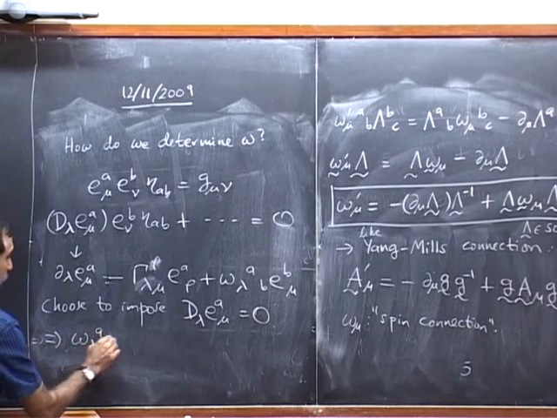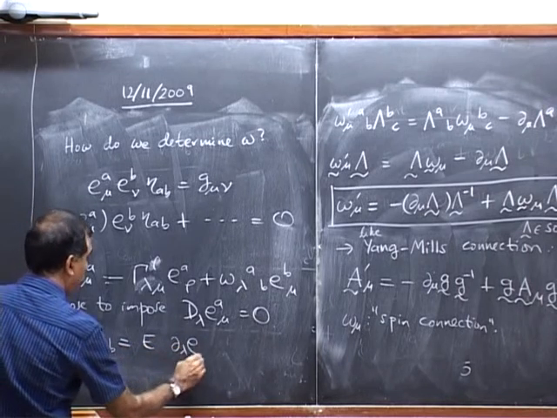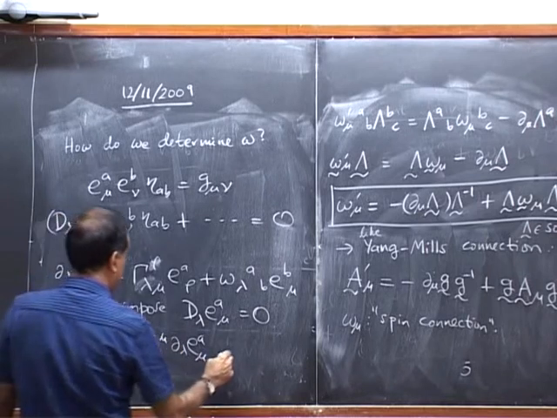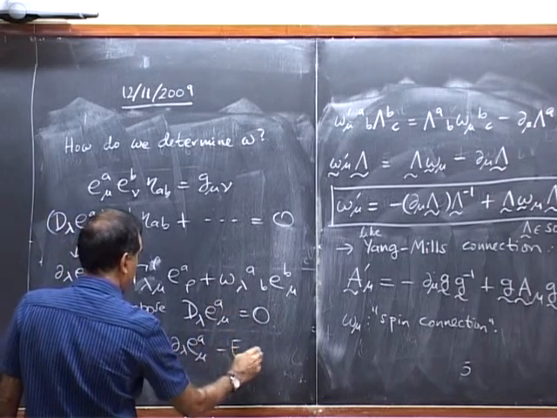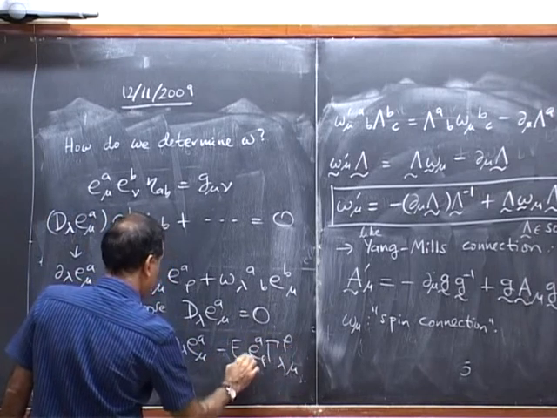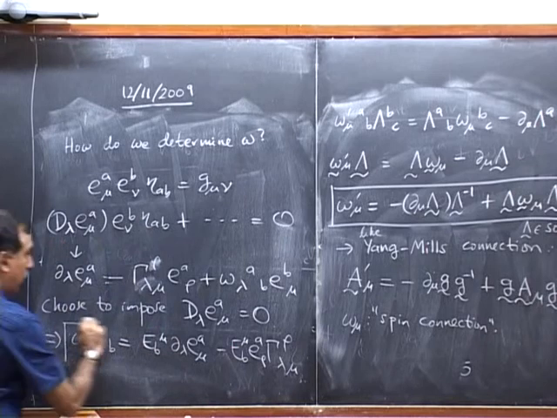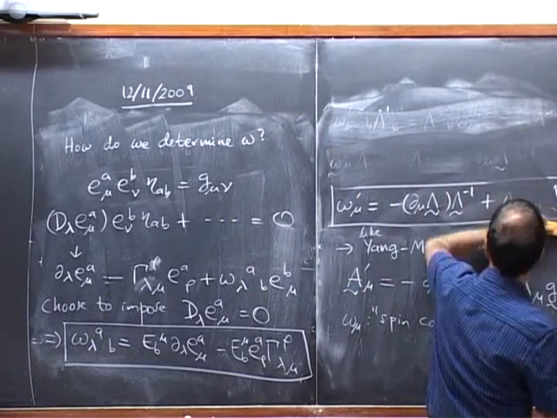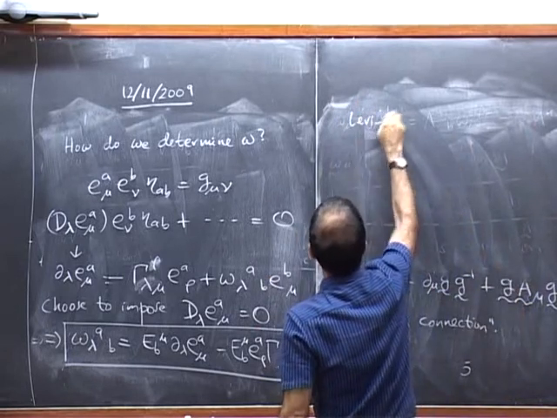So we learned that omega lambda AB is equal to E something, minus something. So this is a particular choice of the spin connection, and it has a name. This omega is called the Levi-Civita spin connection.